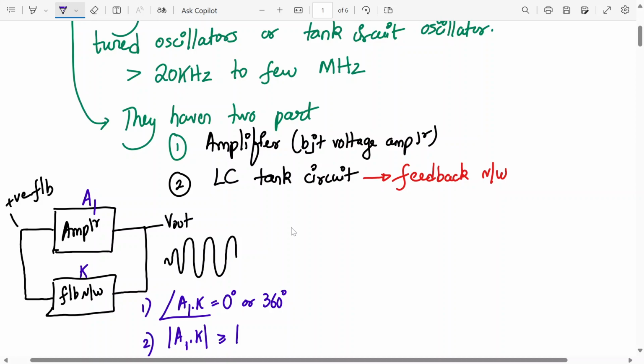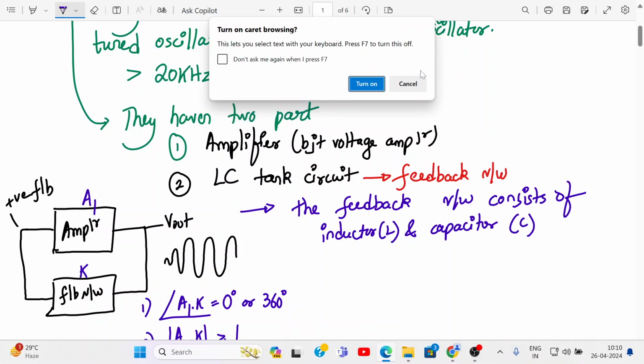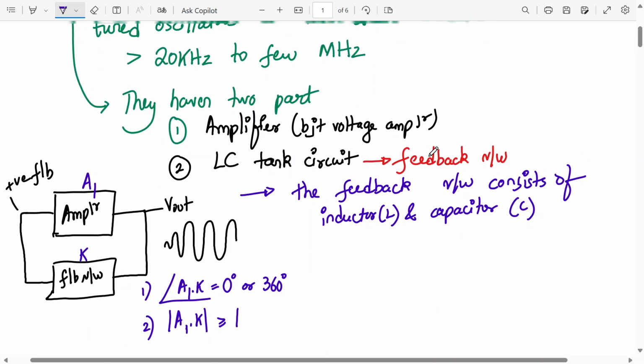Also, why is this called an LC oscillator? Because of the feedback element. Here we can write the feedback: why the name LC oscillators? The feedback network consists of an inductor and a capacitor. Inductor is L and capacitor is C. All right. You're writing along with me.